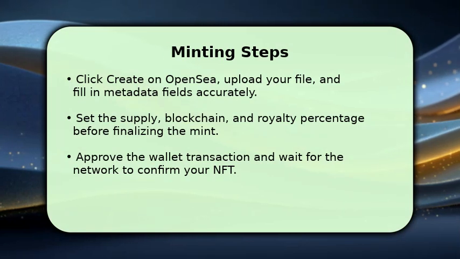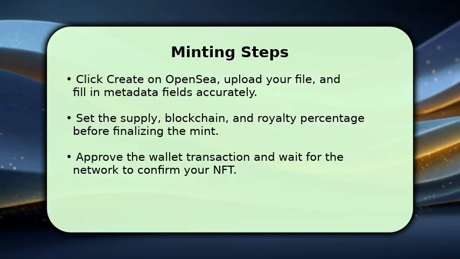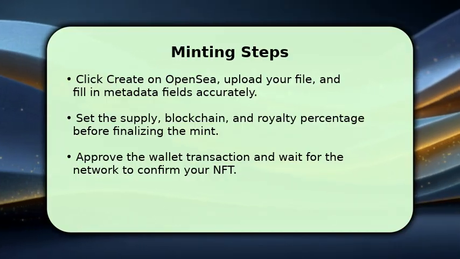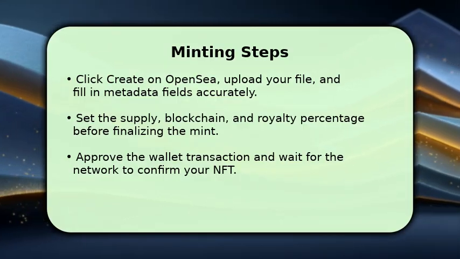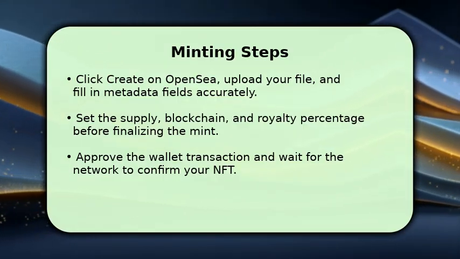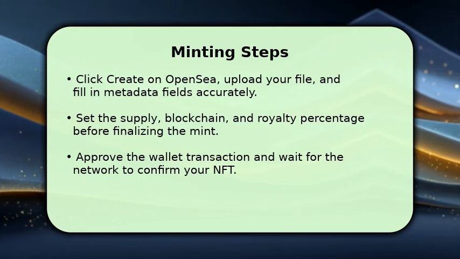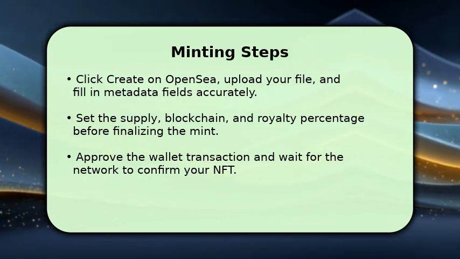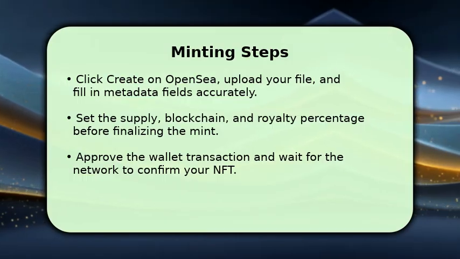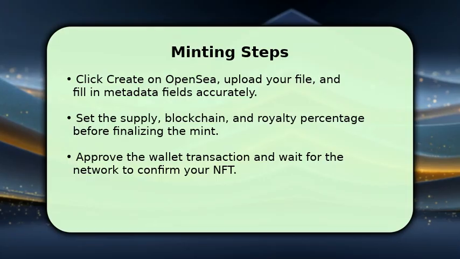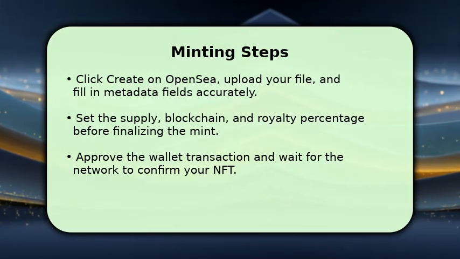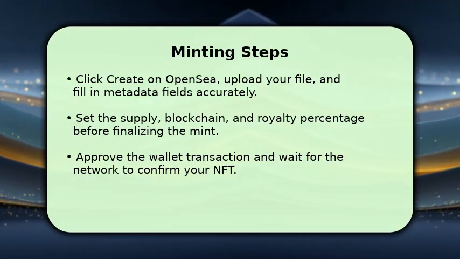Click Create on OpenSea and upload your prepared media, then complete the title, description, and attributes fields. Select the correct blockchain and set supply, royalties, and other settings before proceeding. When you hit Create, your wallet will request approval for the minting transaction. Confirm it and wait for network confirmation. After the transaction finalizes, your NFT appears in your collection and is ready to list or share with potential buyers.